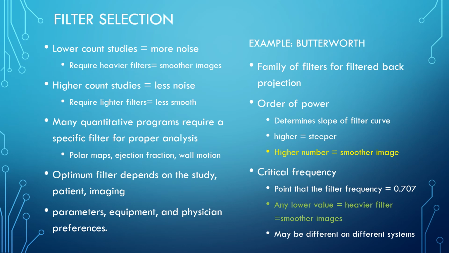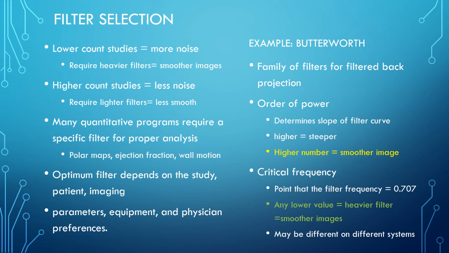With Butterworth, you also have a critical frequency, and that's the point that the filter frequency equals 0.707, and any lower value equals a heavier filter, which will smooth the images. And the images can be over smoothed or too smoothed. And this may also be different on different imaging systems. Now, in most modern scanners, we have PET-CT, and whenever we have PET-CT, we don't use filtered back projection anymore. We use iterative reconstruction.